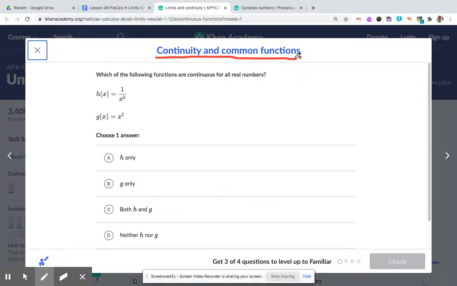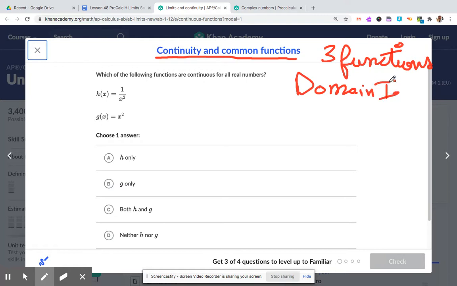Continuity and common functions. All right, so I've said this in the past. There are three functions that you always want to be aware of that have domain issues. Do you remember which three functions I always say have domain issues? That's where we have discontinuities commonly. All right, so the first one that I think of is 1 over x.